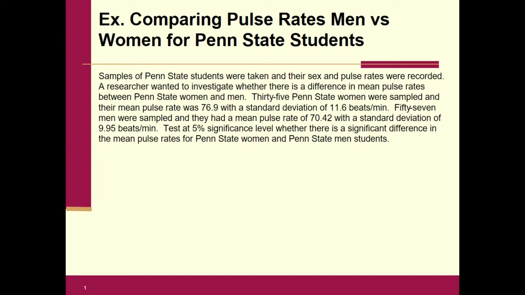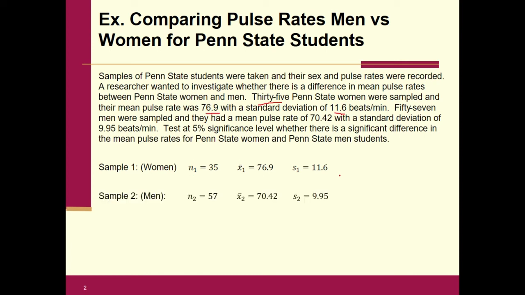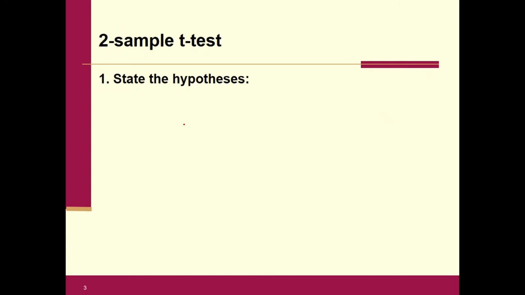All right, so there is n1, x bar 1, s1, and we can see all that from our problem here. It's 35 and 76.9, 11.6. Okay, n1, x bar 1, s1. Then we have the information for the men: 57, 70.42, and 9.95. All right. So state the hypotheses.